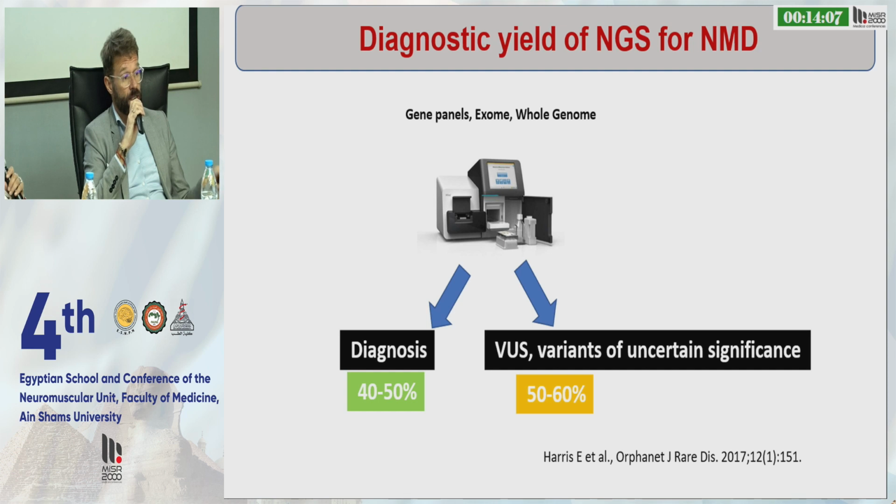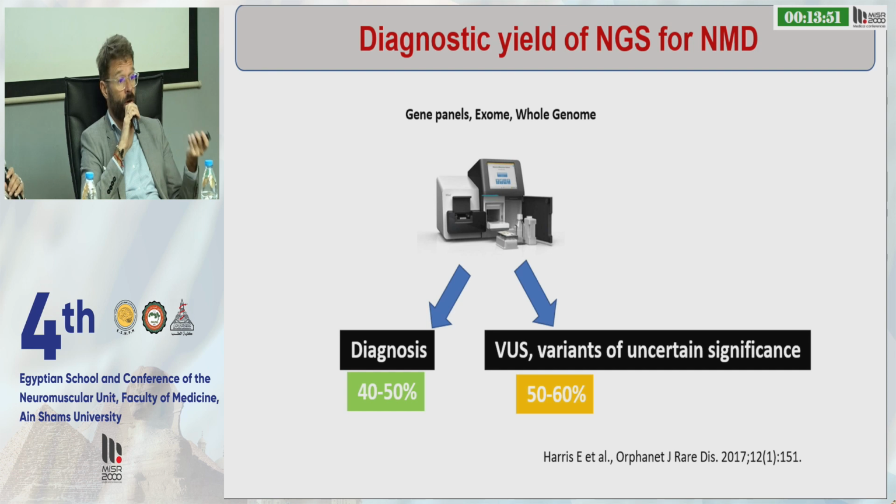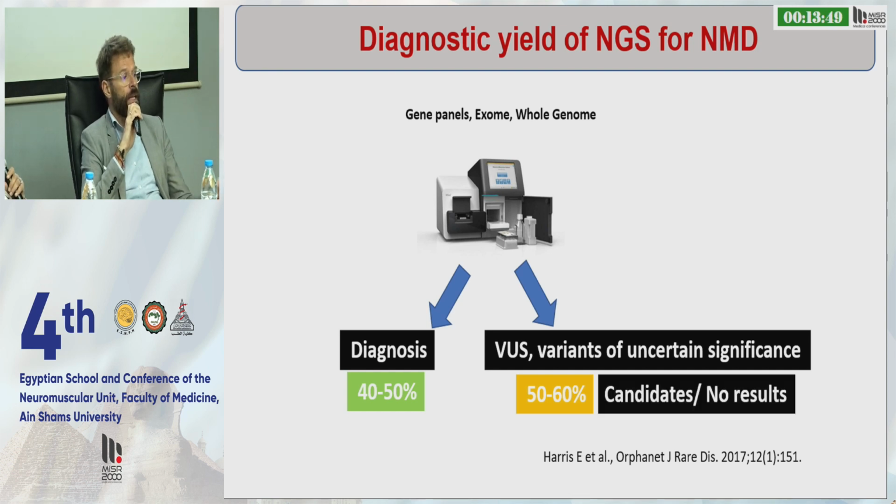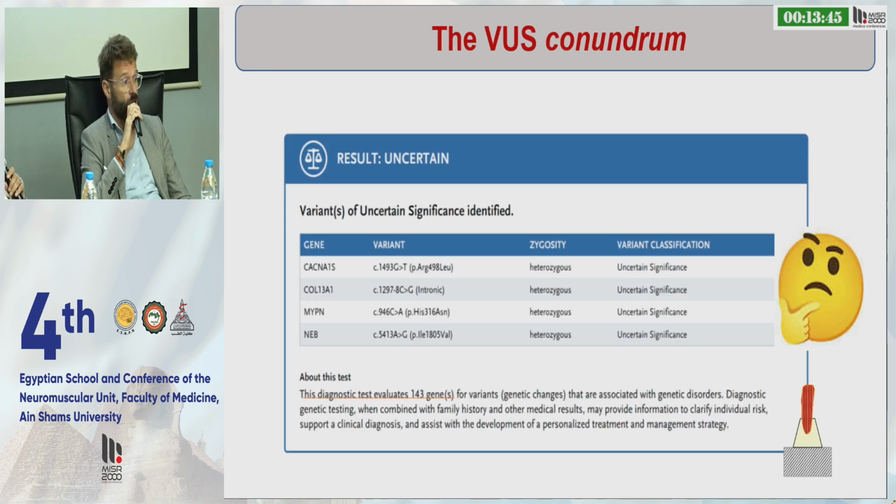The NGS is not always successful. We have a diagnosis in around 40 to 50%. And in the other cases, we have this big conundrum that are the VUS, variants of unknown significance, that sometimes are difficult to ascertain in terms of pathogenicity. In some cases, they can reveal candidate genes or new genes or give new results. This is something that we face every day in our routine.